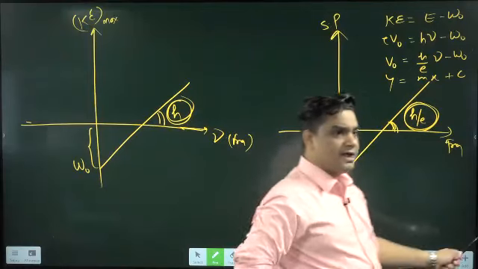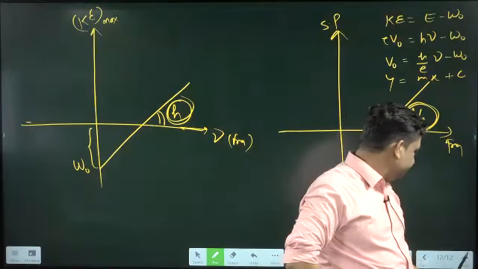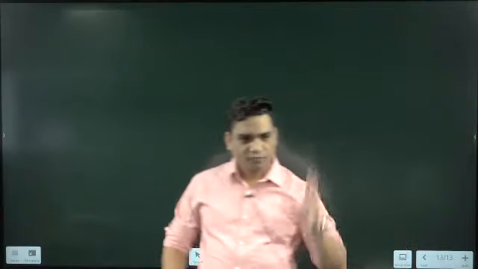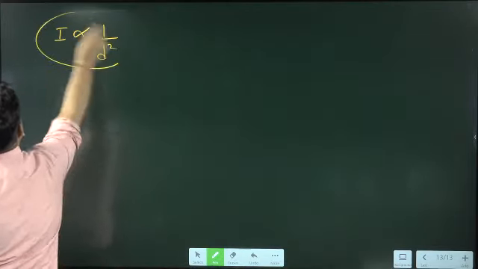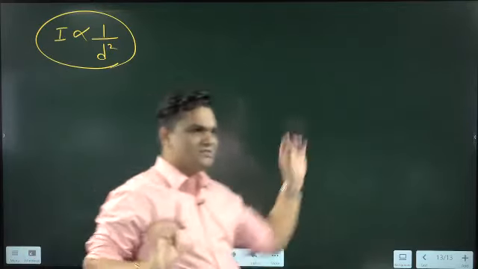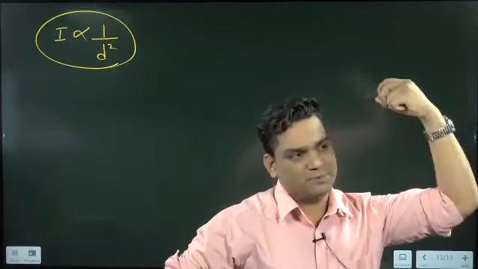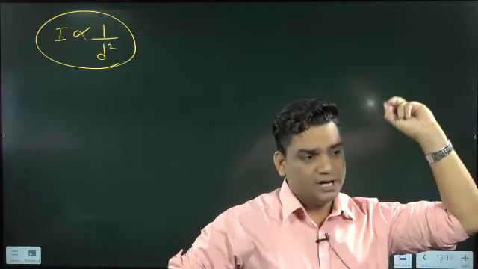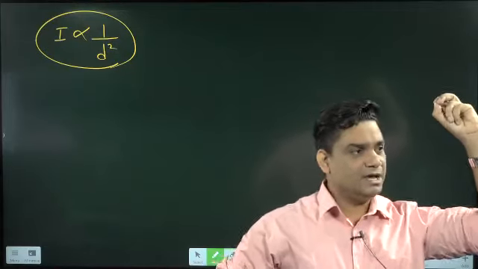Next one, ready? Next we have, and you have to remember one thing also, that intensity is proportional to 1 by d square, and this is for a point source. And generally we have a point source all the time. Whenever we are doing the experiments, we have a point source. So for the point source, it is all the time 1 by d square.